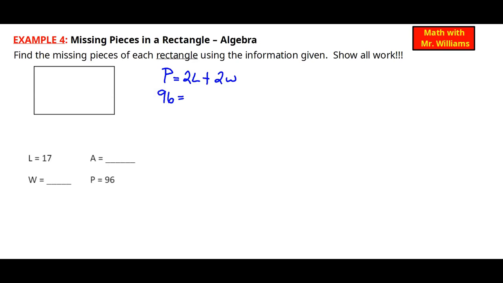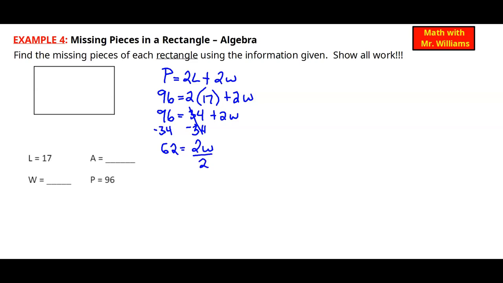We're going to substitute our length in. Let's multiply the 2 times 17. We have the like terms of 96 and 34, so I'm going to subtract the 34 from both sides, canceling out the 34s on the right, giving us 62 on the left equals 2 times the width. Now we're going to cancel out the 2 times the w by dividing by 2. We cancel the 2s on the right. The width equals 62 divided by 2, which is 31 for our width.